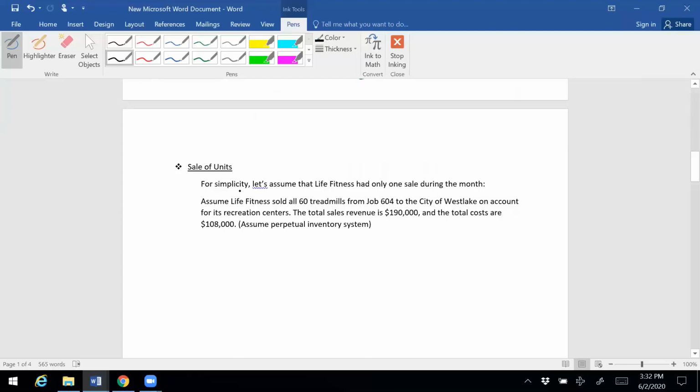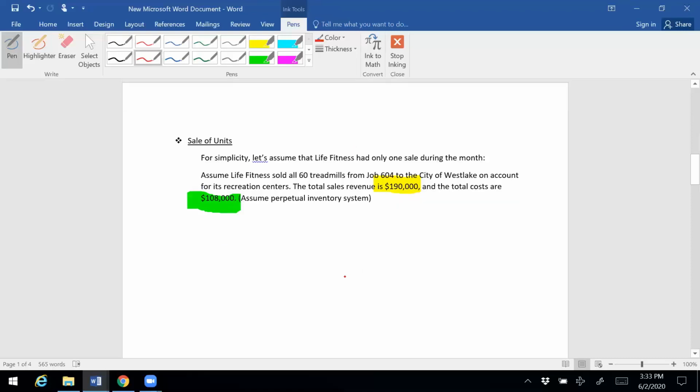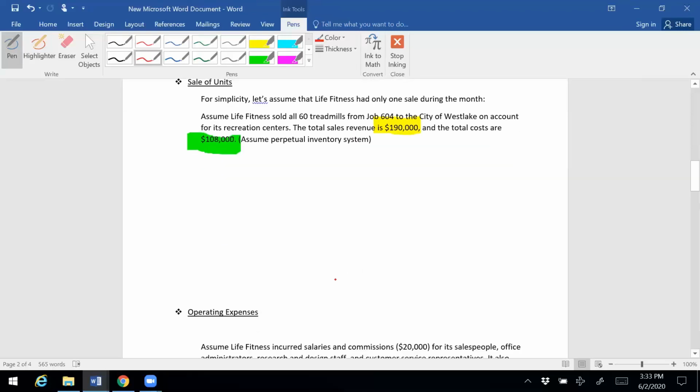To make it simple, we assume that you only have one sale. When you sold this, the total cost is 108,000, but you sold at 190. So what will happen? If you still remember your financial accounting, when you have sales, there are 2 journal entries. The first one is you have sales of 190,000.